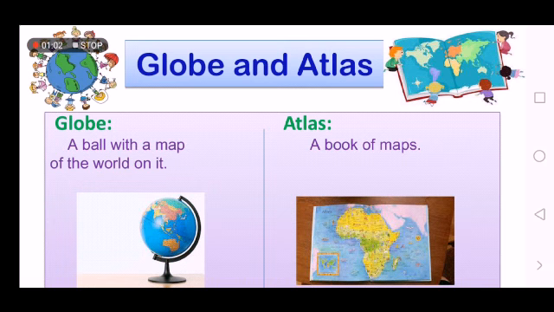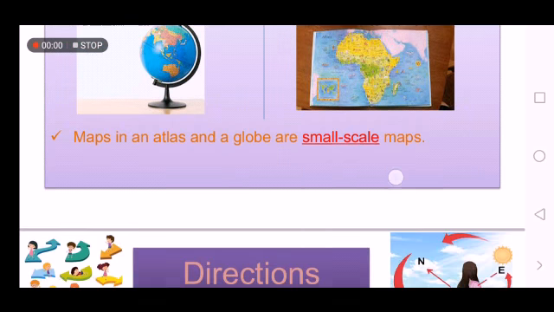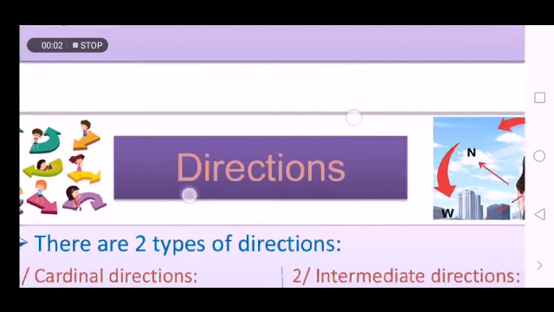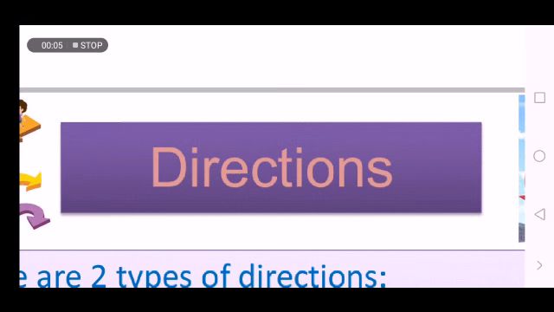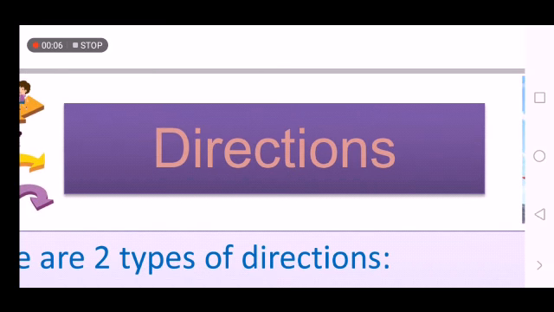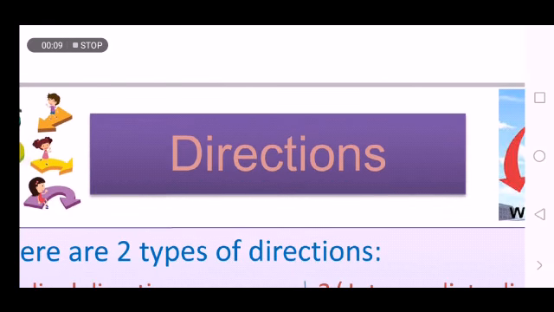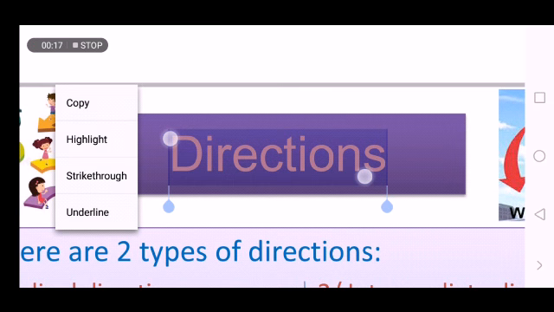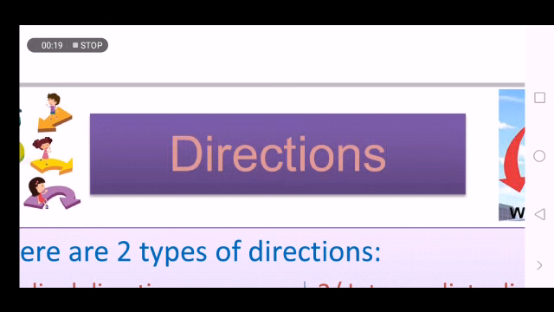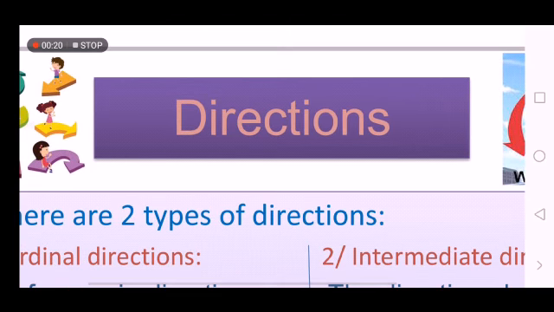Small scale map. Now we can look at directions. It's very important to learn about directions because people use directions to know their destination, and because directions help people not to get lost. If you are heading to some place, you use directions to get to the place that you want to.